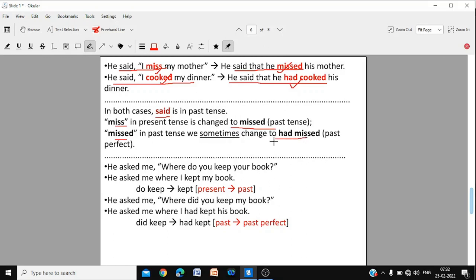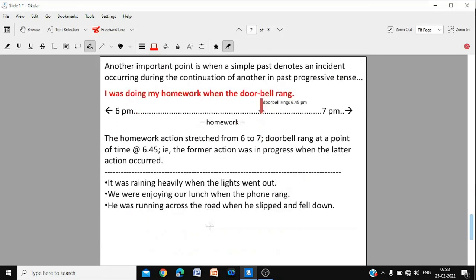He asked me, where do you keep your book? He asked me where I kept my book. Do keep to kept, present to past. He asked me, where did you keep my book? Did keep. He asked me where I had kept his book. Did keep, past tense, to had kept in past perfect. So if it is already in past tense, in some cases we change it to past perfect when changing from direct to indirect speech.